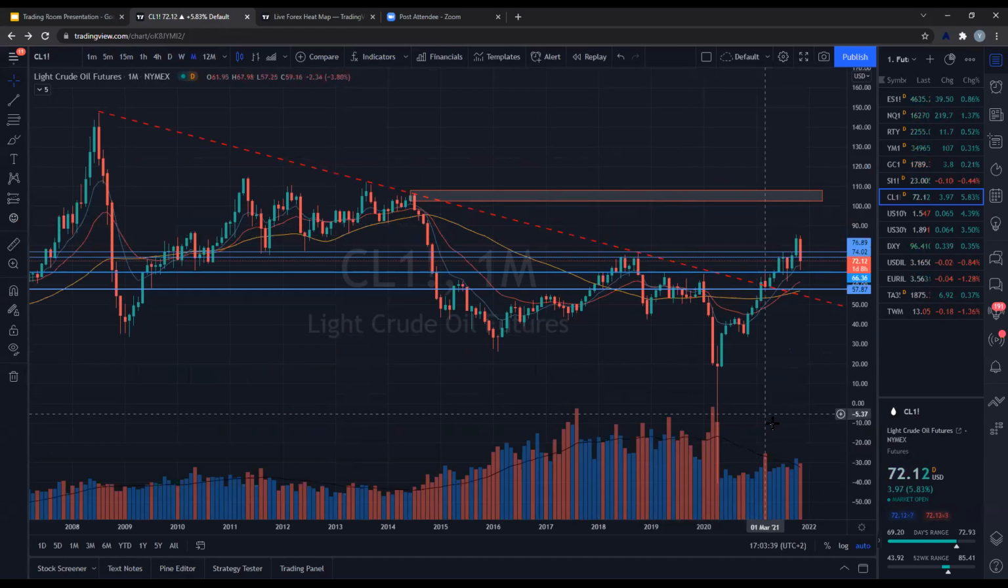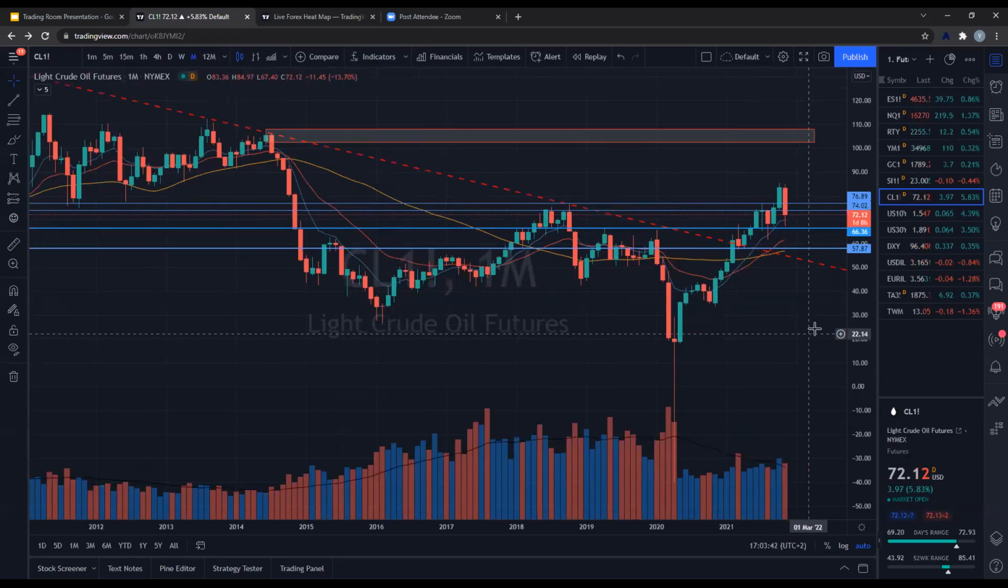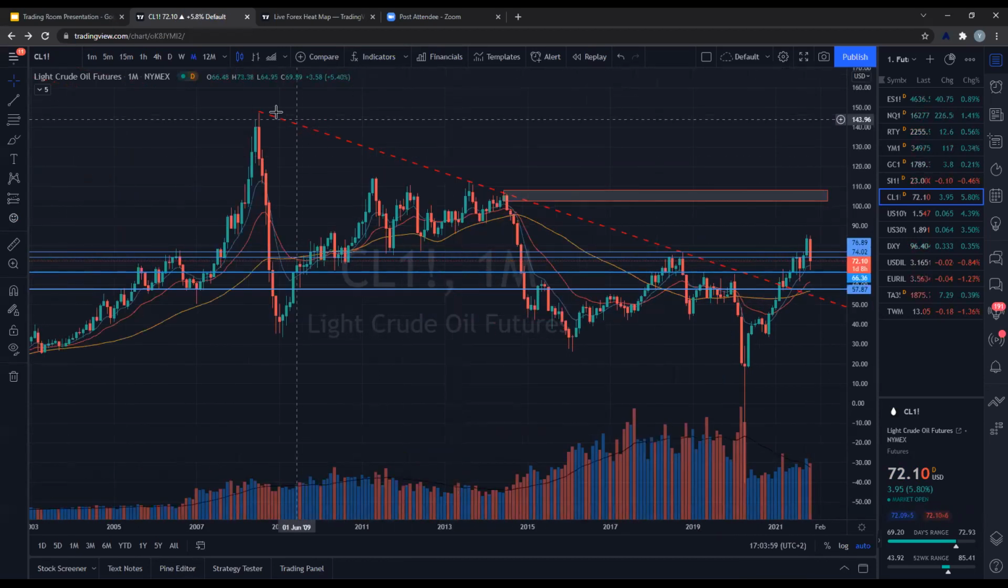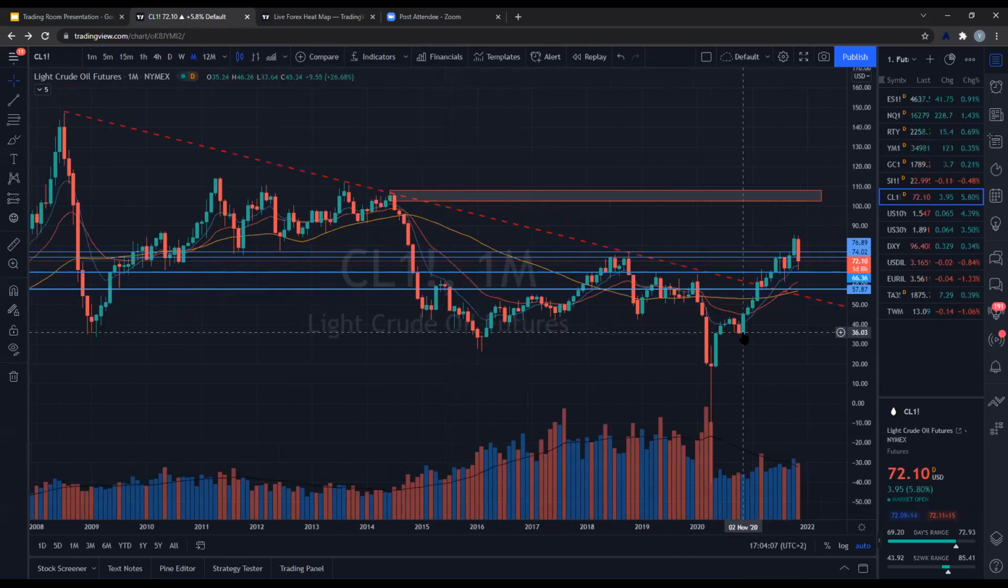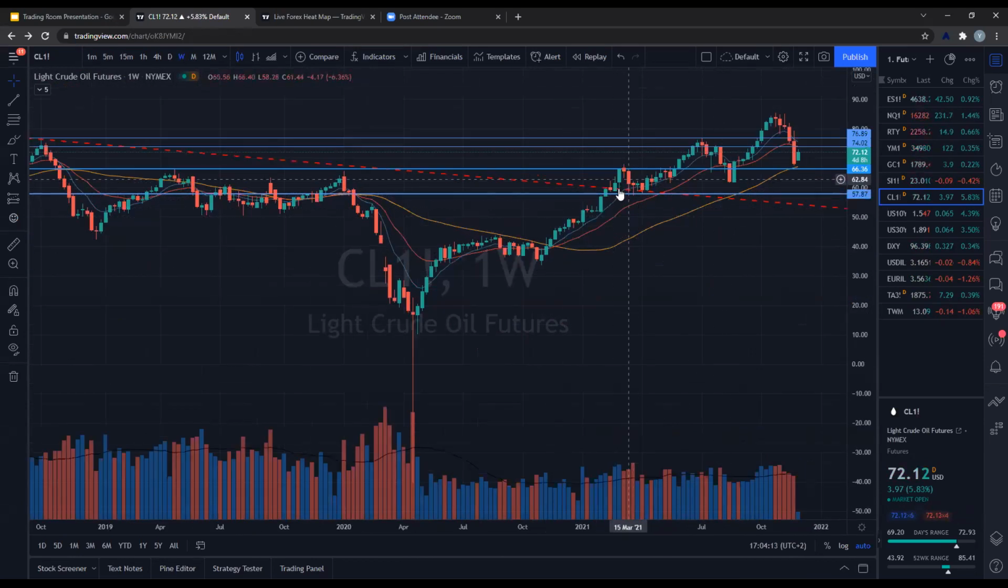So the overall trend, I think, is still bullish, but we have this bearish engulfing candle on the monthly chart. The month hasn't ended yet, but still, it looks more bearish than bullish. And crude oil could go lower, maybe even to retest this long-term trend line here on the monthly chart. A very multi-year trend line that has been breached to the upside, retested. You can see it here, retested, and the price continued higher. Maybe it will retest it again.